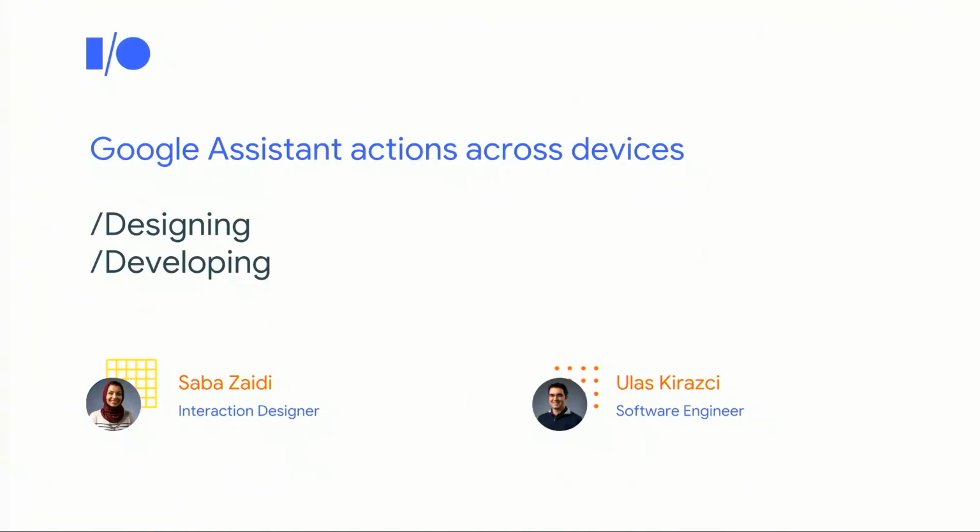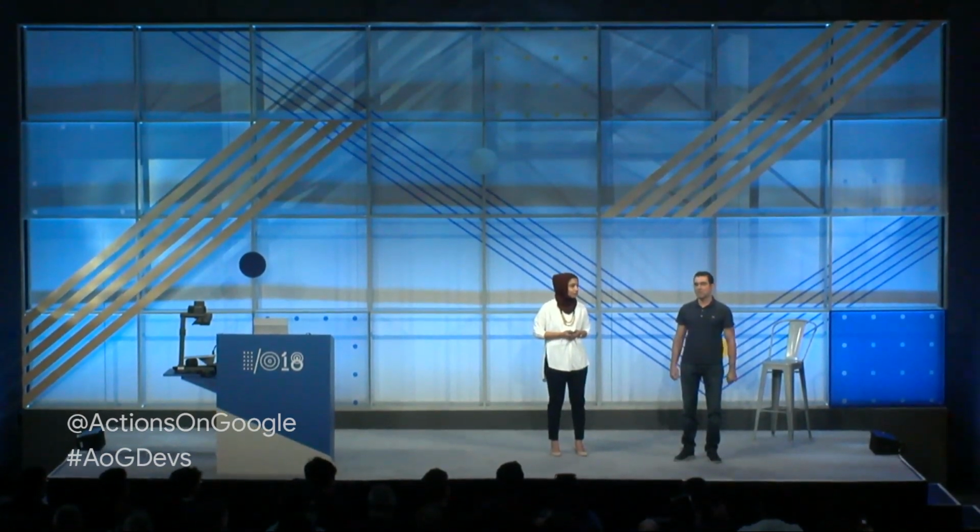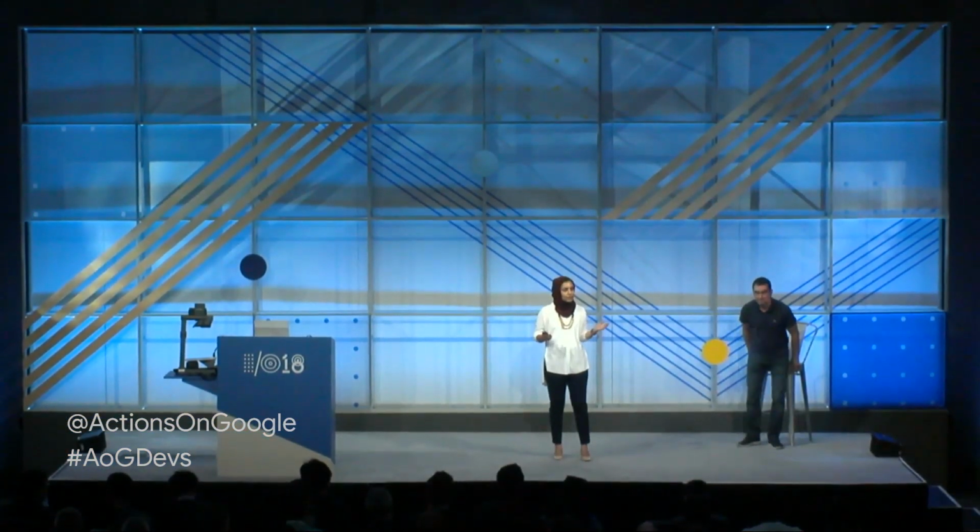I'm Saba Zaidi, and I'm an interaction designer on the Google Assistant team. I'll be talking about how you can design actions across surfaces and give you some frameworks and some tips. And hi, I'm Ulas. I'm an engineer on Actions on Google. And later on, I'm going to tell you how to build an action using the design principles Saba will talk about. OK, so before we can get started to understand how to design actions across surfaces, we need to get a better understanding of what those experiences can look like.